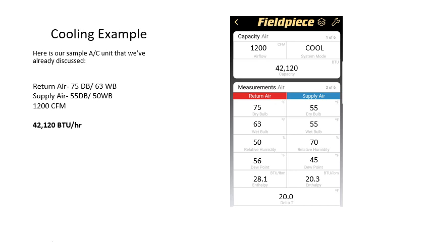And when we put all that information into the app, it gives us our capacity of 42,120 BTUs per hour. So really the only thing that we are entering in is our airflow. Everything else is either being measured or calculated using the app and the probes.